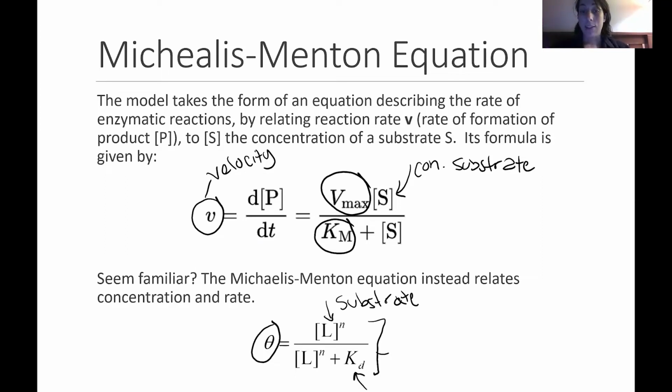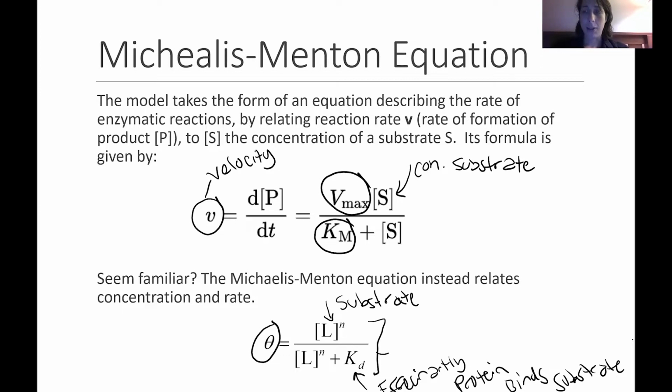And the KD, the dissociation constant, which is telling you how efficiently the protein binds its substrate.